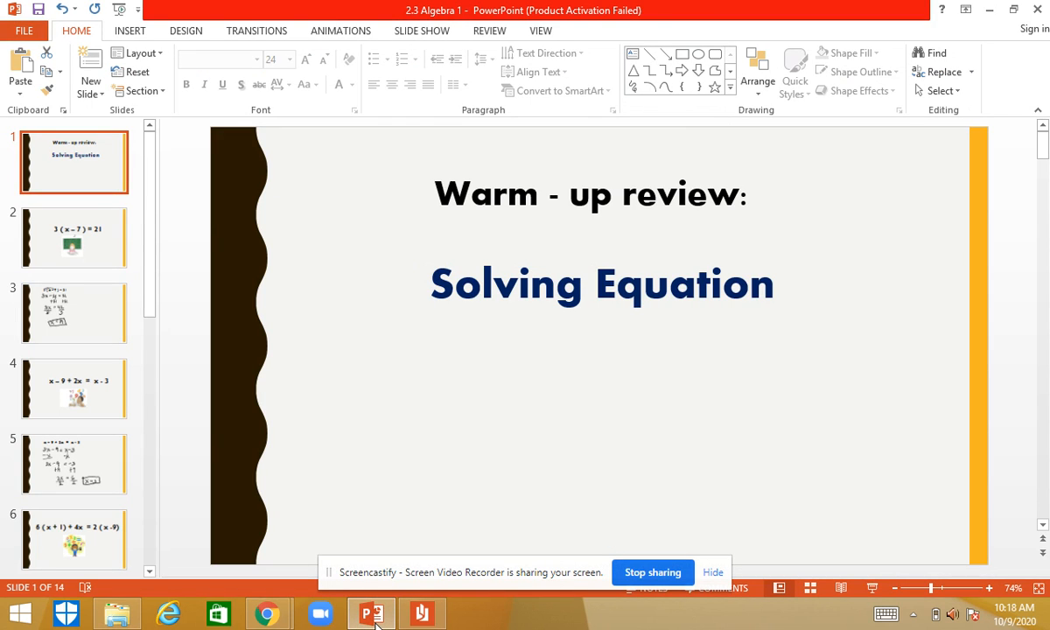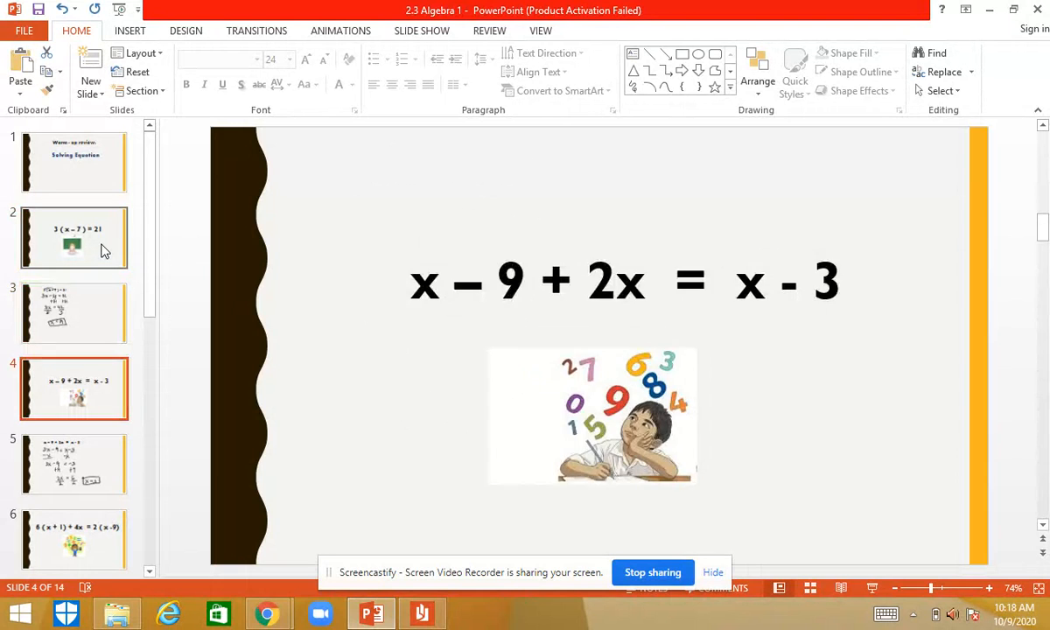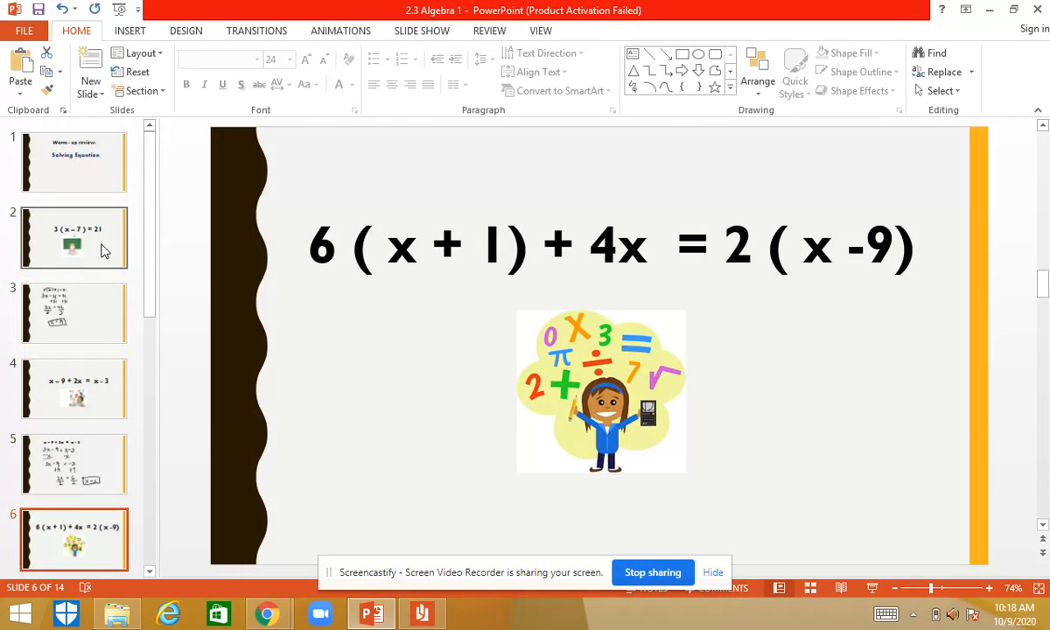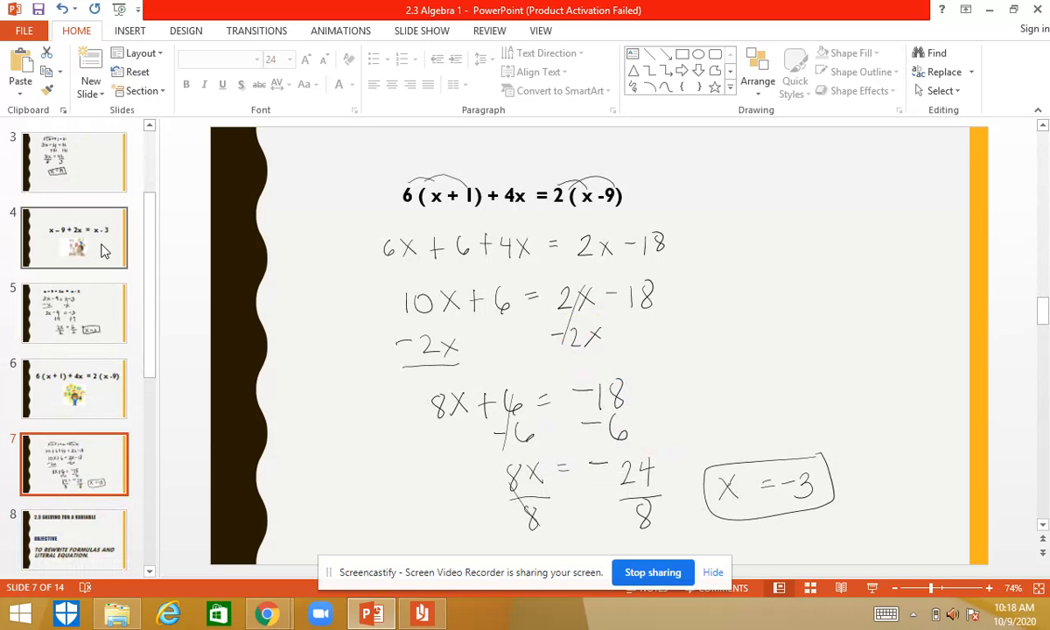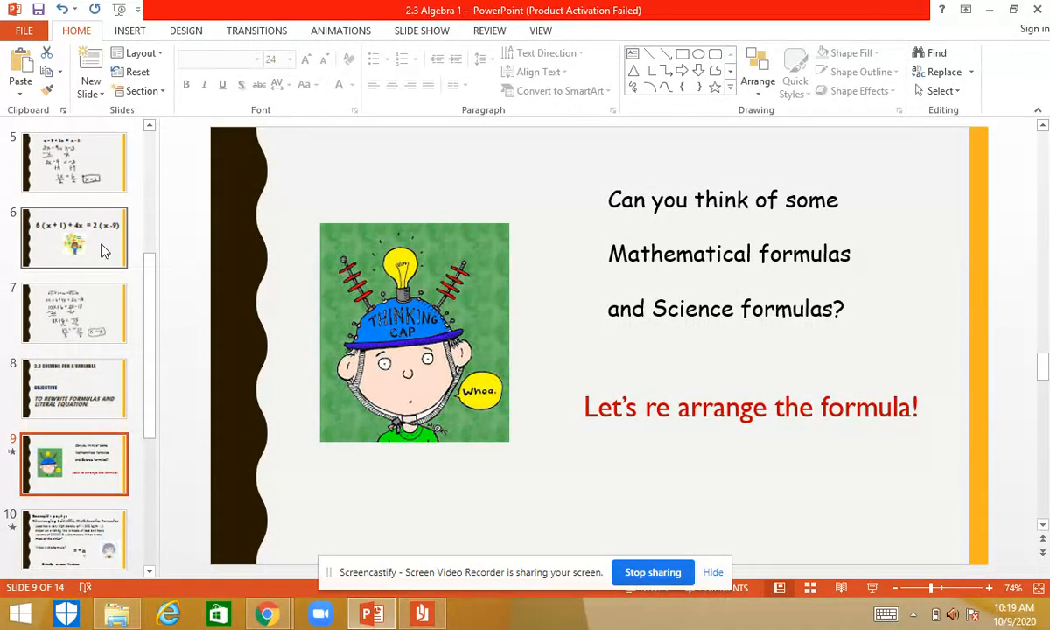Today I'll be discussing lesson 2.3, solving for a variable and literal equations. I gave a warm-up review here so you can practice how to solve an equation with complete solutions, and I gave you the steps. I want you to master how to solve an equation because you will be using it for the new lesson 2.3. This is to rewrite formulas and literal equations. Think of some mathematical formulas and science formulas that you know and practice rearranging them.